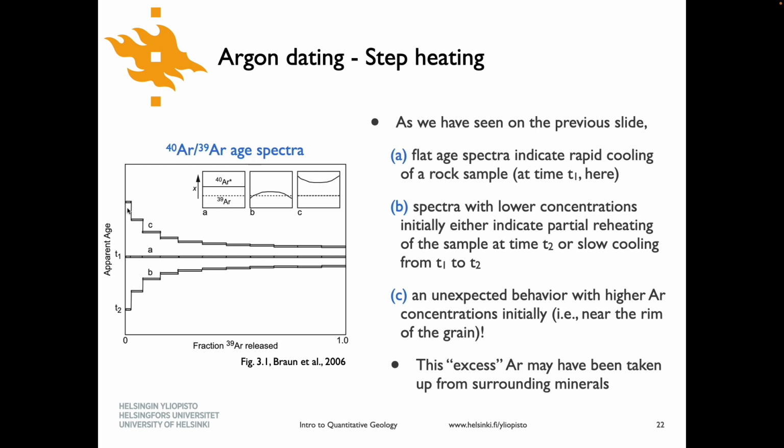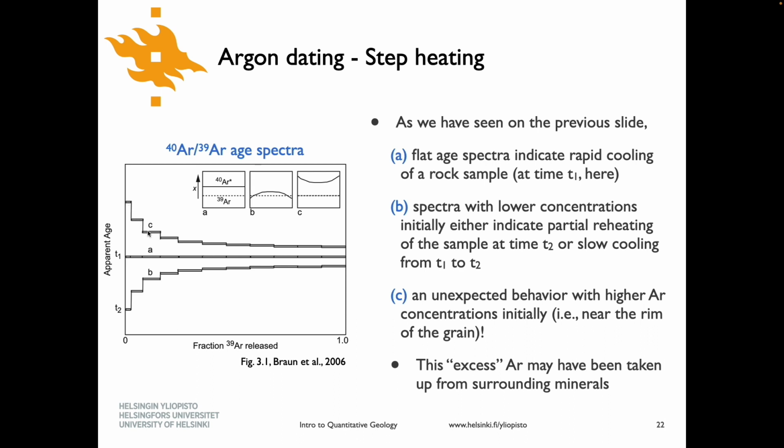But then sometimes you get something like C, where you get a lot of argon released and then it actually decreases as you go toward the center of the crystal. And this is not expected and not really good. This is what's called excess argon, and this is why certain minerals are not so popular for argon-argon dating, because some of them have a tendency to have excess argon at the rims, whether that's coming into the crystal from outside, whether it's zoning, or whether it's something else.